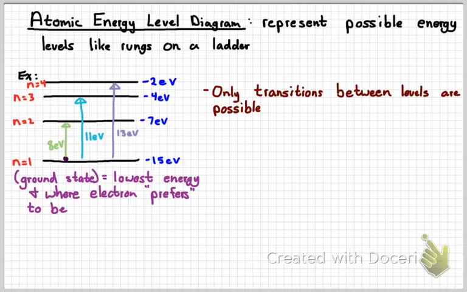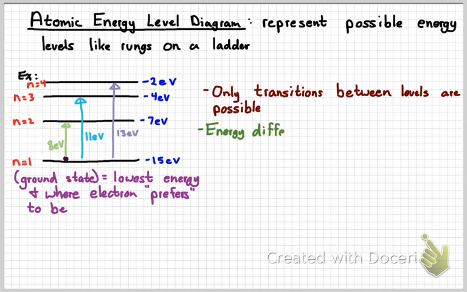It's kind of like climbing a ladder. You can only put your feet where there's a ladder rung. You can't put your feet in between them. And so you can only increase your energy by specific amounts as you go up the ladder. Same thing with the electron. So those transitions are possible because those are where the atom is allowed to exist.